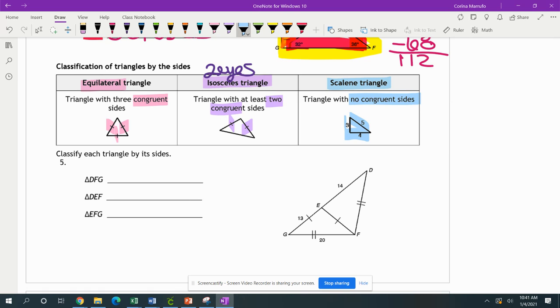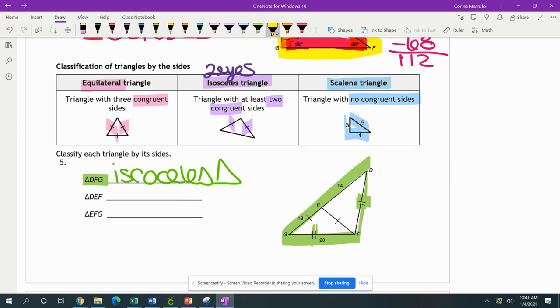Okay, so once again, we do have several triangles. We have triangle DFG. So D to F to G. So they're talking about this big triangle here. If you notice right here, they have the 2 little tally marks. That's telling you that those 2 sides are the same. So it has 2 congruent sides. That's going to make this an isosceles triangle.